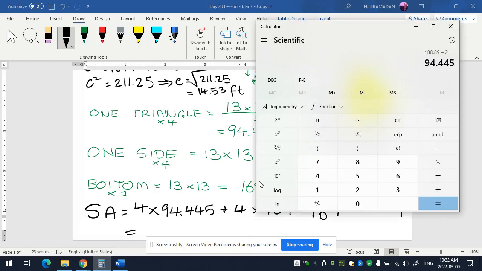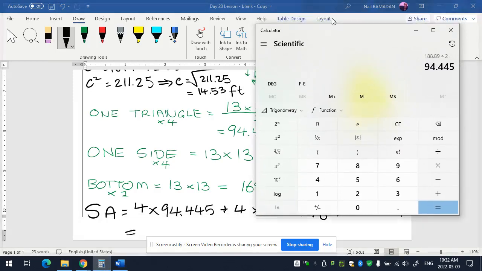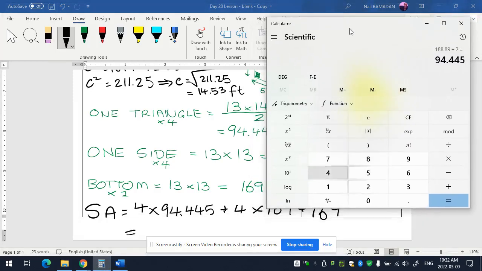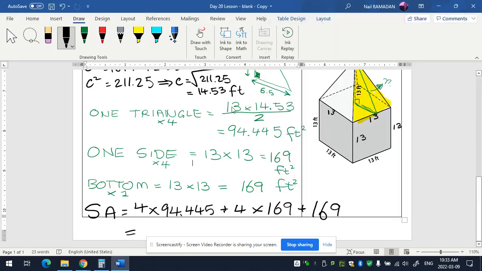Here it is. Go slightly up. Oh, okay, that's good. So 4 times 94.445 plus 4 times 169 plus a single bottom. I am getting 1,222.78. So 1222.78.